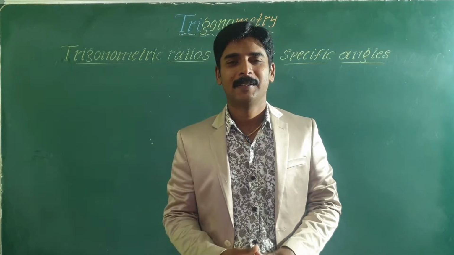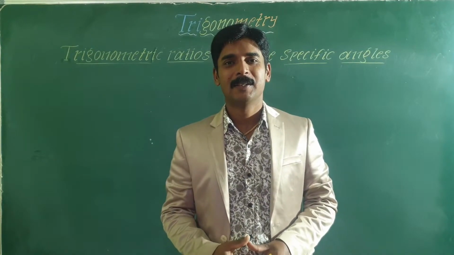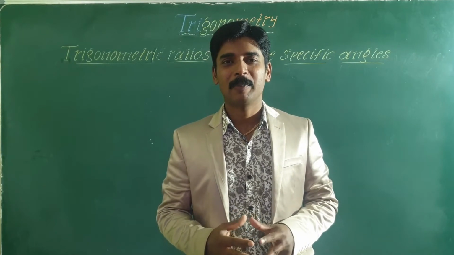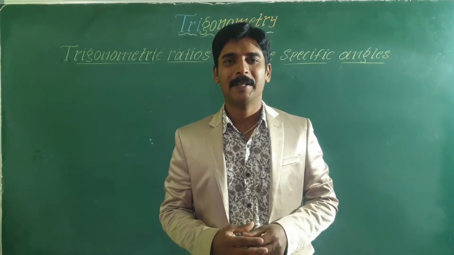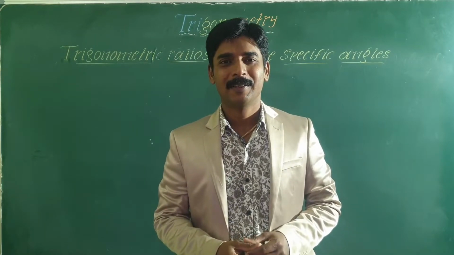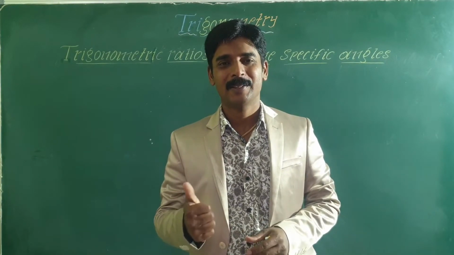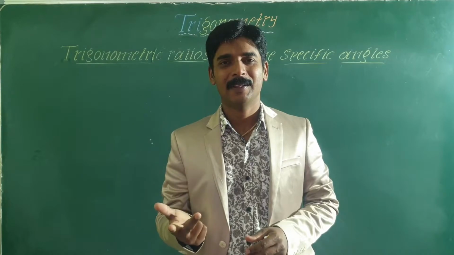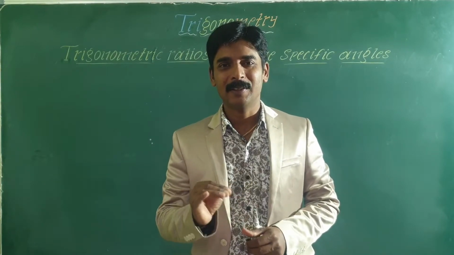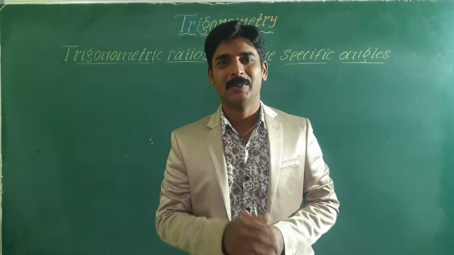Hello dear students. In our previous classes, we have learnt about trigonometric ratios and solved many problems related to trigonometric ratios. How many trigonometric ratios are there? Yes, 6. Which are those? Sin theta, cos theta, tan theta, cosecant theta, secant theta and cot theta. So these are the 6 trigonometric ratios.